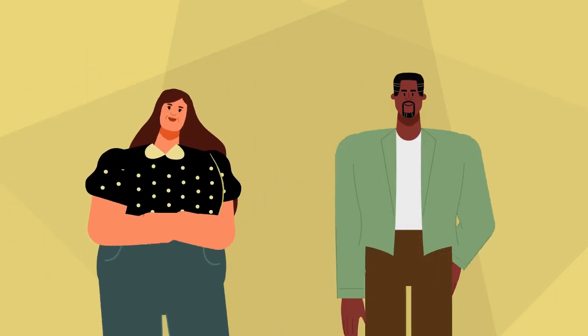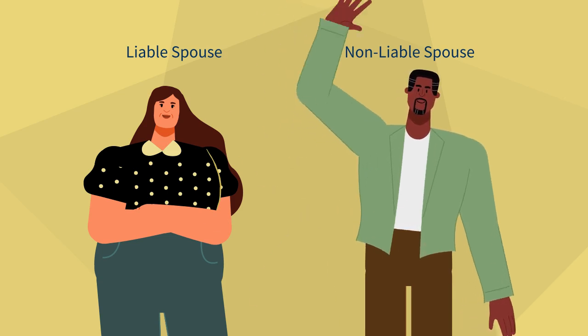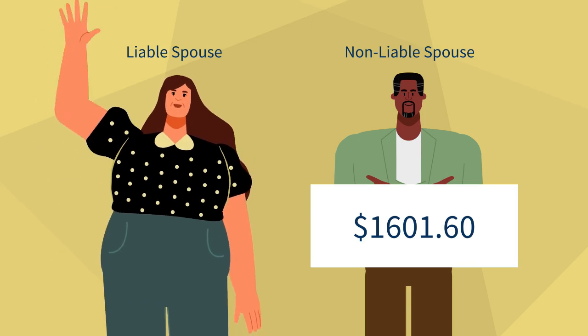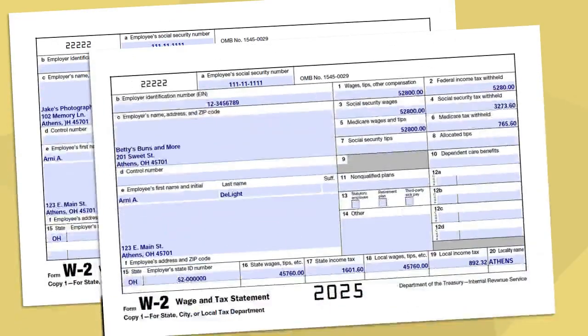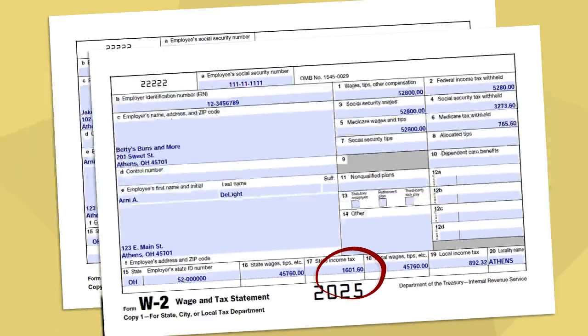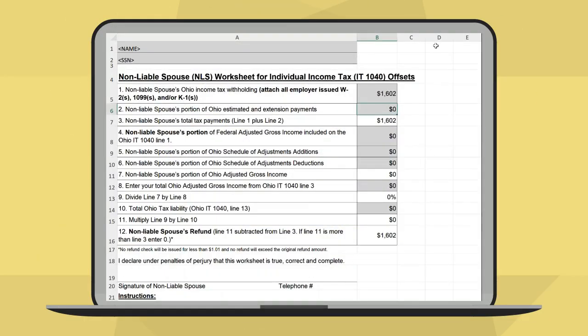So, in this example, we have a non-liable spouse and a liable spouse. The non-liable spouse had $1,601.60 in Ohio income tax withholding, and the liable spouse had $327.60 in Ohio income tax withholding. On line 1 of the worksheet, you will only enter the non-liable spouse's withheld income. We found the non-liable spouse's withholding totals on his W-2s in Box 17. He did not have any income from a 1099-R, and he did not claim any refundable credits. We input that total into line 1 like this.